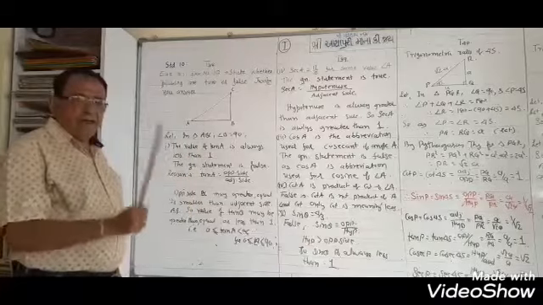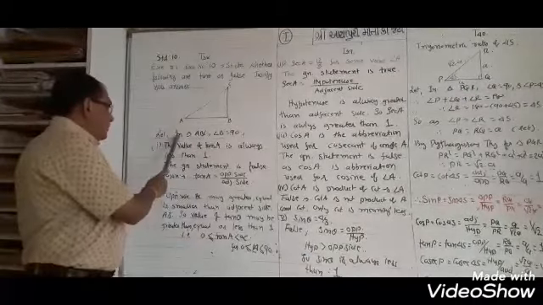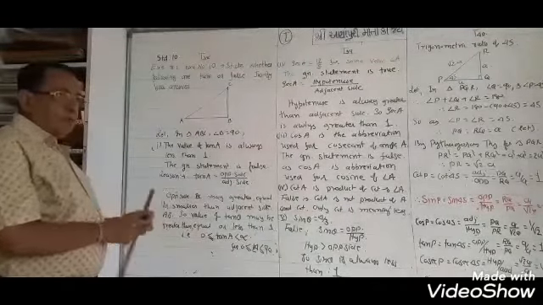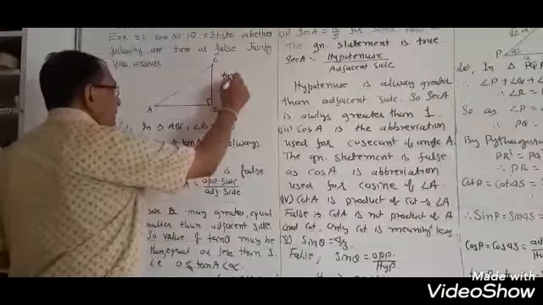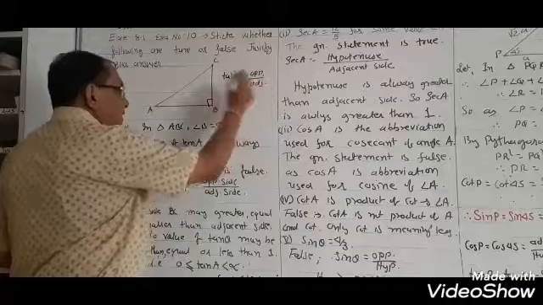That statement is wrong. Is it clear why? In triangle ABC, angle B is 90. Now what is meant by tan theta? Tan theta is equal to opposite side upon adjacent side.